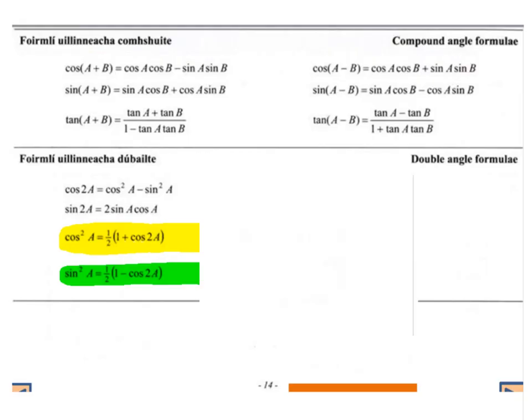So this is page 14 of our formula book, and here are the two formulas that we were looking at in the last example. We used cos squared a in the last example, but if there was a question involving sine squared a, we could use this one.